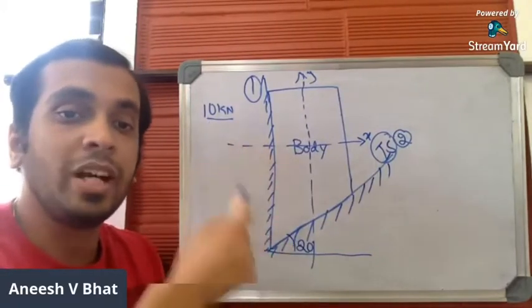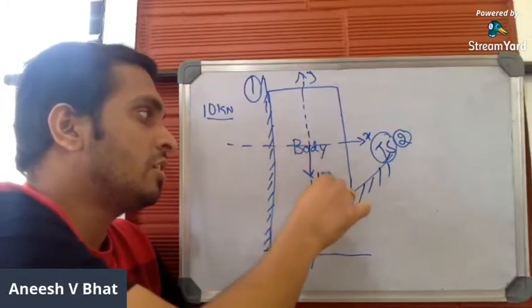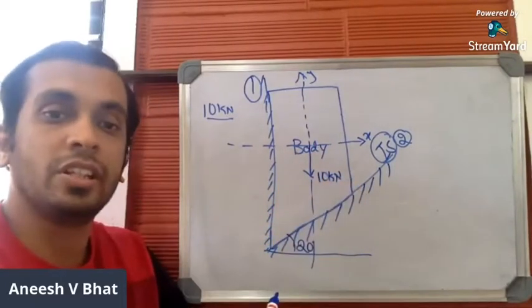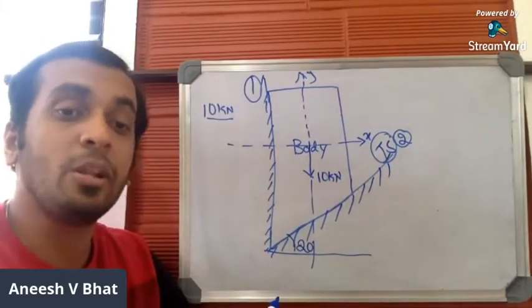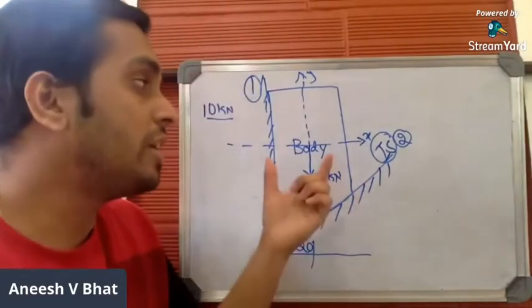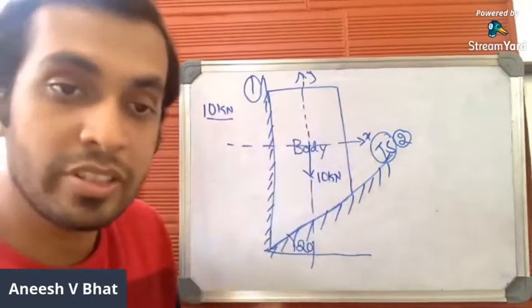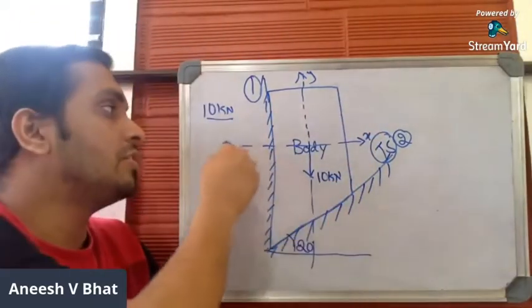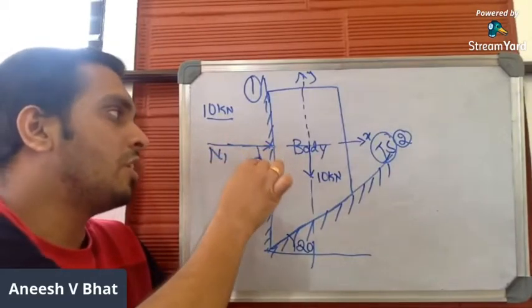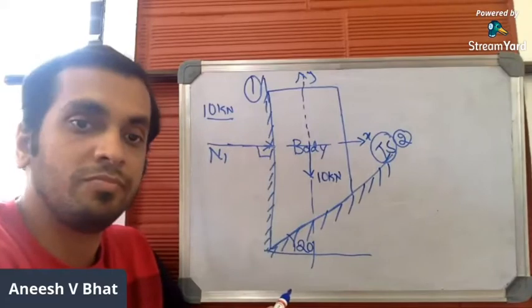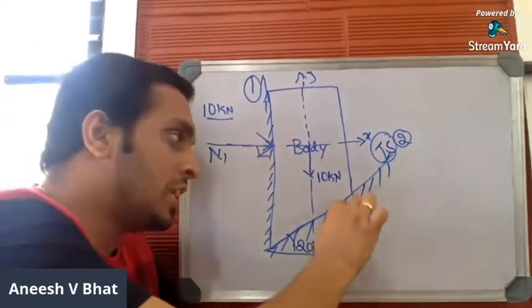Once you draw the coordinates, you have to mark all the forces. The first force you mark will be the self weight, which is given as 10 kilonewton. Once you mark the self weight, the next hidden forces you're going to mark will be the normal reactions offered by both the surfaces. Here the body is in contact with the vertical surface, that is surface number 1, and the imaginary surface, that is surface number 2. Let me draw the normal reaction offered by surface number 1 as N1. Normal reaction should always be perpendicular and directed towards the body. So this is the direction of the normal reaction. Now let me draw N2.